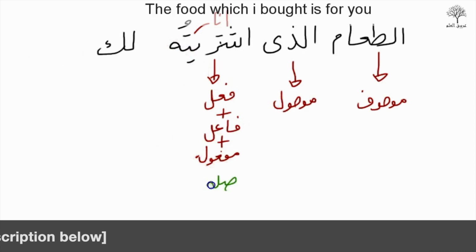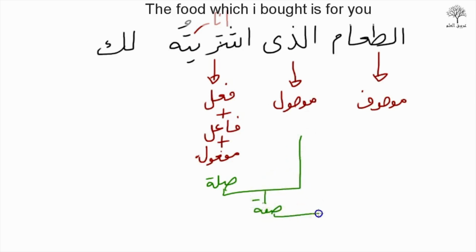This becomes the sila, plus the mawsool becomes the sifa, plus the mawsoof becomes the mubtada: at-ta'amu alladhi ishtaraytuhu. Okay, so that's that. And laka would become the khabar then, in that case.